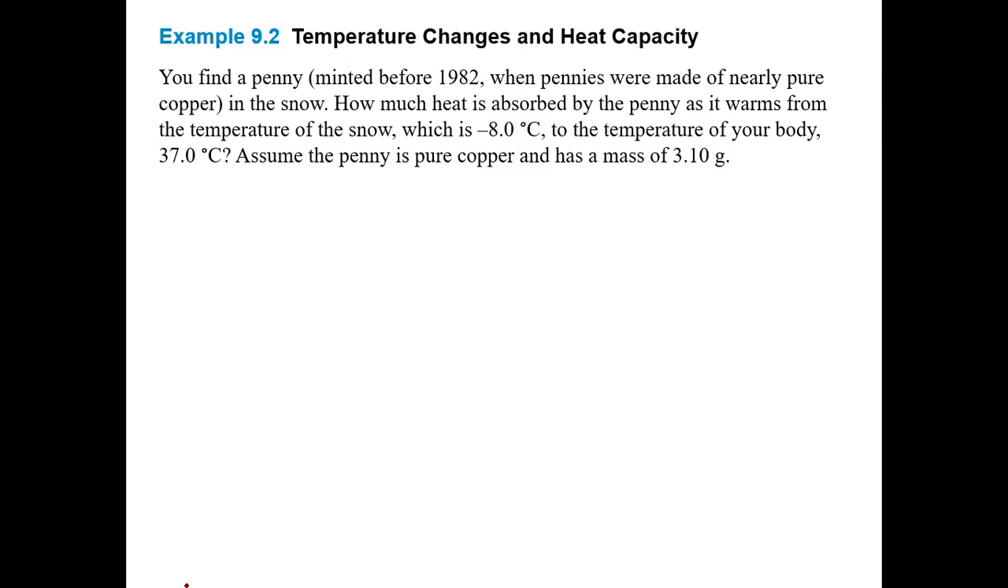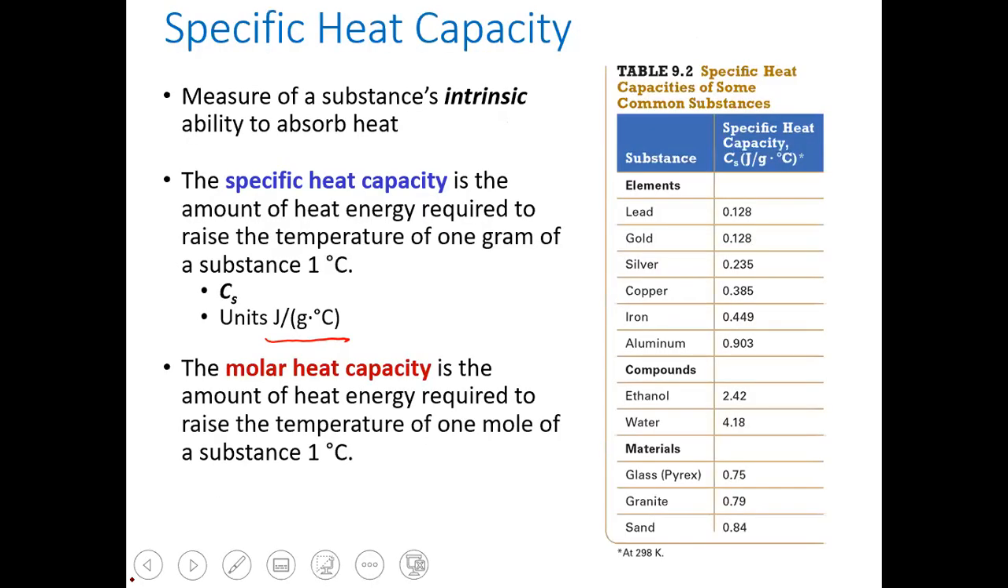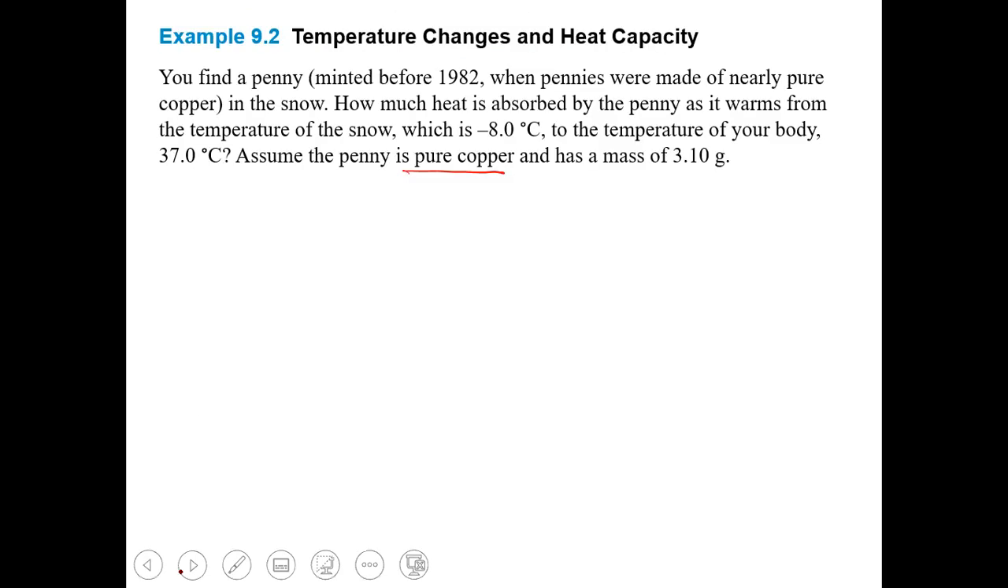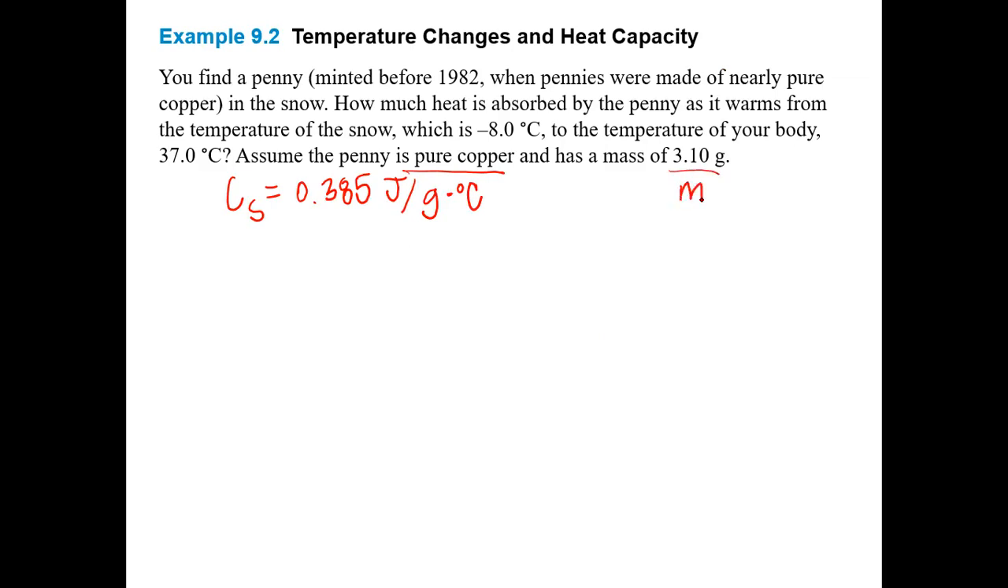All right, so by assuming it is pure copper, we can flip back over to the previous slide, and you'll notice that pure copper has a specific heat capacity of 0.385. Okay, so we're going to need that. So the specific heat is 0.385 joules over gram times degrees C. We were given the mass and we were given 2 temperatures. So we were given a final and initial temperature.